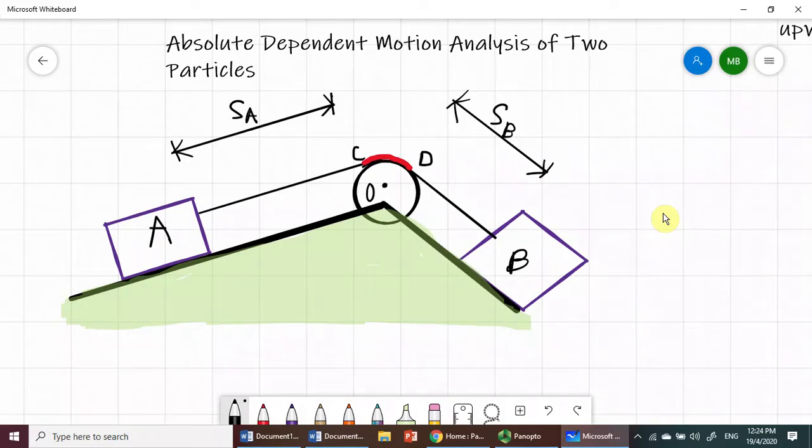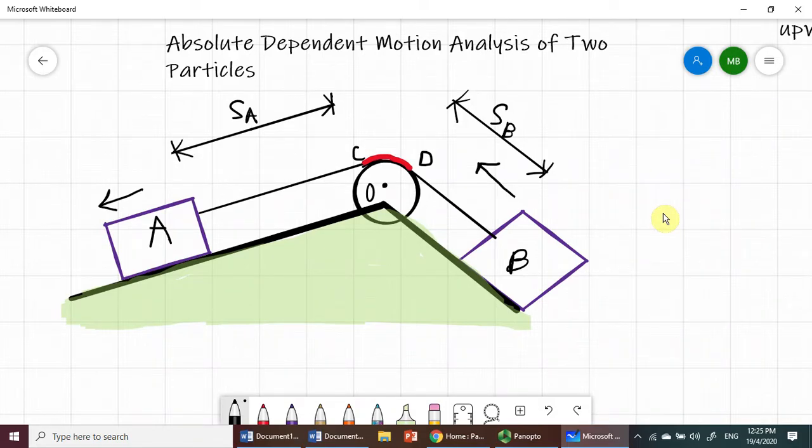pulleys. So for example here, let's say we have a movement of block A going downwards along an inclined plane, and then it will cause a corresponding movement of block B up the inclined plane. So if this is our question and assumption, what happens is the total length will always be the same, but the length of SA will increase and SB will decrease.